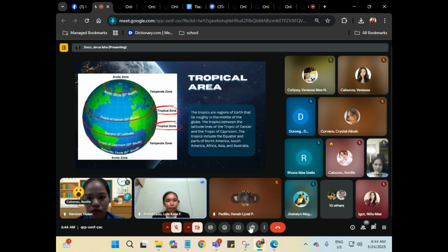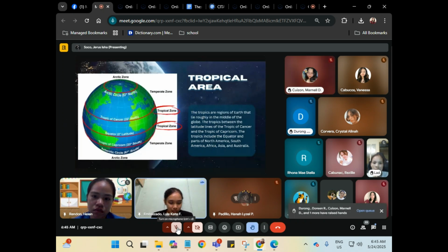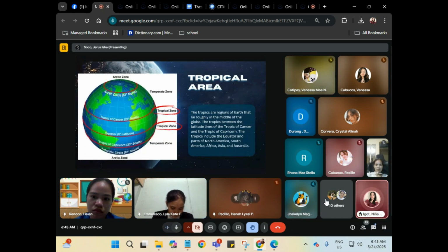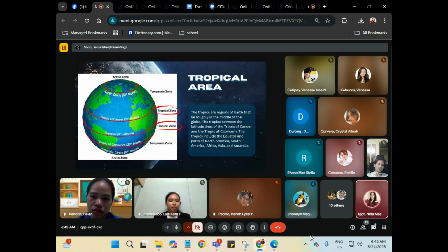Okay, so here's the tropical area. Can I have someone to read what's here in the slide? Okay, can I have Igot? Tropical area. The tropics are regions of Earth that lie roughly in the middle of the globe, between the latitude lines of the Tropic of Cancer and the Tropic of Capricorn. The tropics include the equator and parts of North America, South America, Africa, Asia, and Australia. Okay, thank you for that, Igot. I'll give you a clap for that.